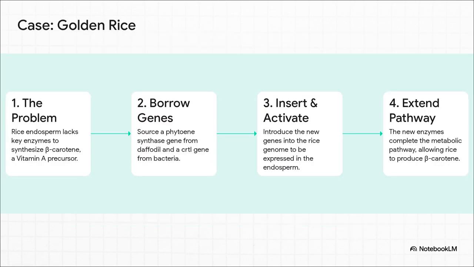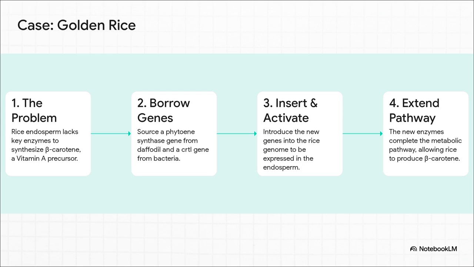So let's look at a classic example to see how these tools really work. Golden rice. The problem was simple but devastating. Millions of people suffer from vitamin A deficiency. And rice, a food staple for so much of the world, doesn't make beta-carotene, which is what our bodies turn into vitamin A. Scientists looked at this and saw it as a broken assembly line. The rice had all the starting parts, but it was missing a couple of key enzymes.